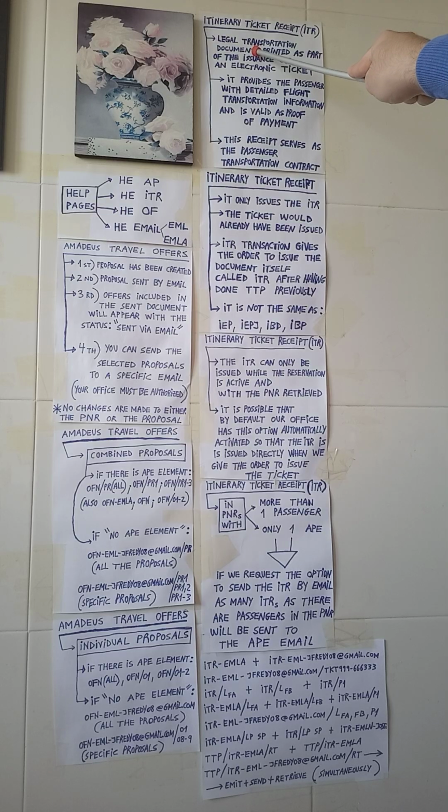ITRs are legal transport documents that are printed as part of the electronic ticket issuance process. Next paragraph. ITRs provide passengers with detailed information about air transport and are valid as proof of payment. This receipt, called ITR, serves as the passenger's transport contract.